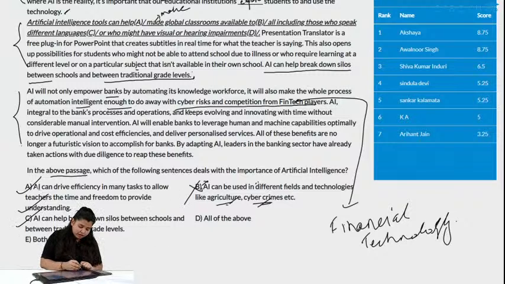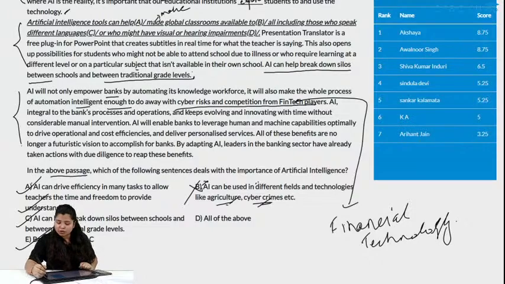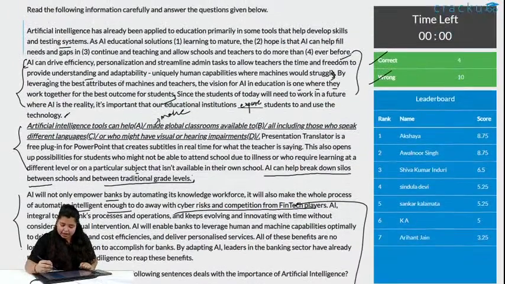Let's see option C, AI can help break down silos between schools. Yes, we have done this. So A and C is the answer. Option E is the correct answer, that is both A and C, and 4 people got this correct and 10 wrong. Let's go to the next question.